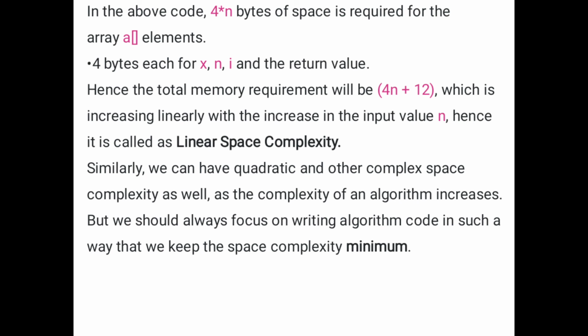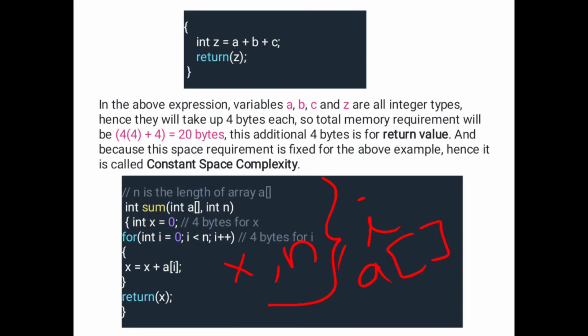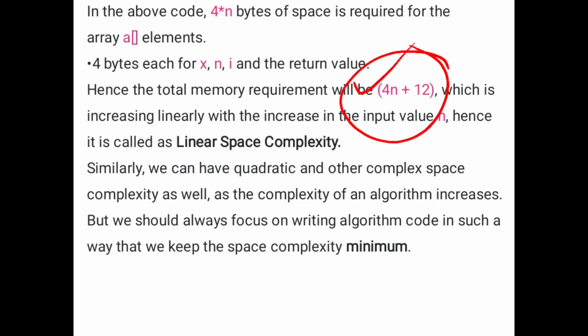4n plus 12. That is the total memory requirement for execution of the instruction. In 4n, what does 4 mean? 4 is the type of data, that is how much space is allocated for that type of data. In this example all variables are integer type, and an integer type can carry 4 bytes of storage capacity. So 4.